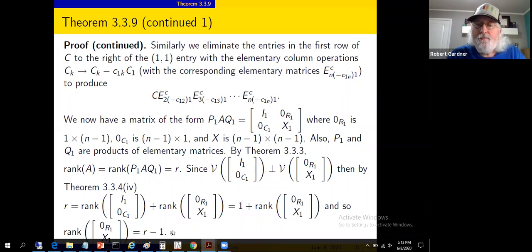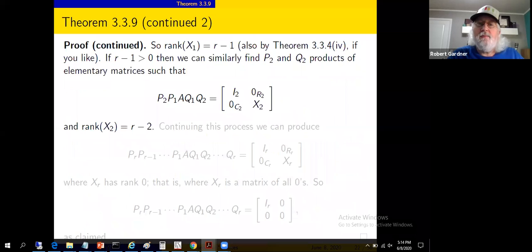So here's where we are. We've proved the claim, or we started to prove the claim, by making the first column and the first row the way they should be, 1s and a bunch of zeros. Now we're going to move over and concentrate on this X sub 1. What's up with it? Its rank is 1 less than what we started with. We'll do the same process. Pull a 1 in the 1, 1 position of this smaller matrix, do all the same stuff, eliminate rows and columns, get in the zeros, and then you'll have another smaller matrix of rank R minus 2.